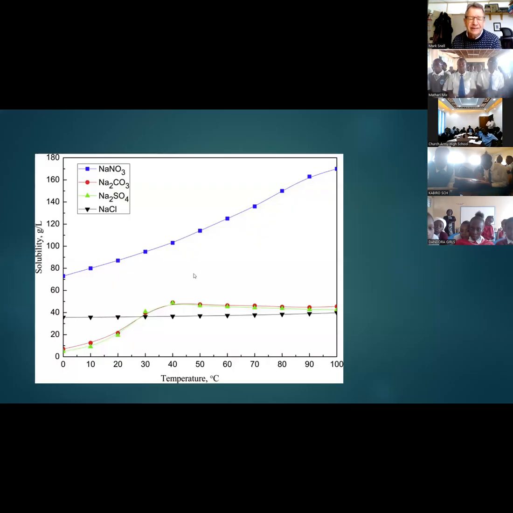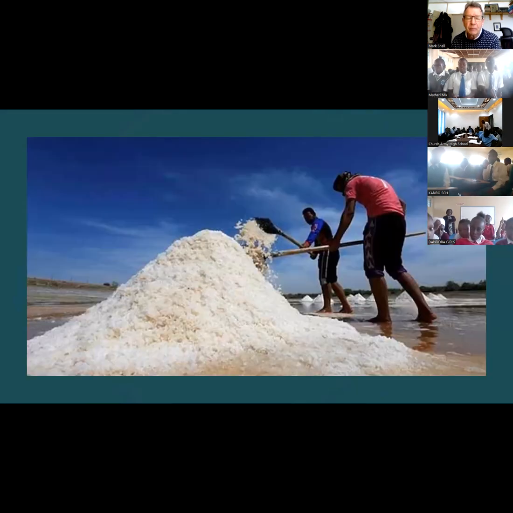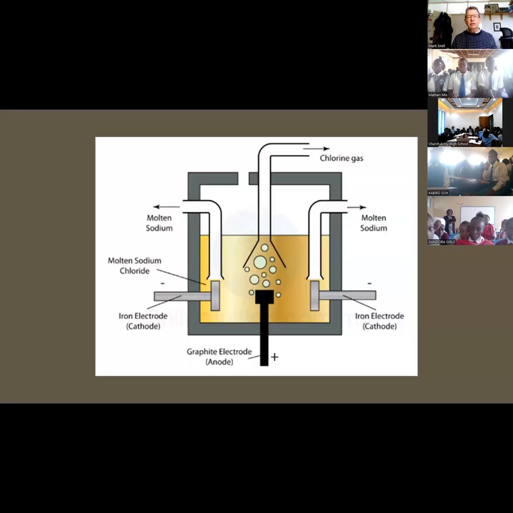Salt doesn't change its solubility with temperature very much at all, so we can't just heat it up or cool it down and it will come out of solution. We have to actually evaporate the water and then pile it up. And we do that because we want to do this to it. And this is the electrolysis, the electrolysis of molten sodium chloride, which we have to know about.